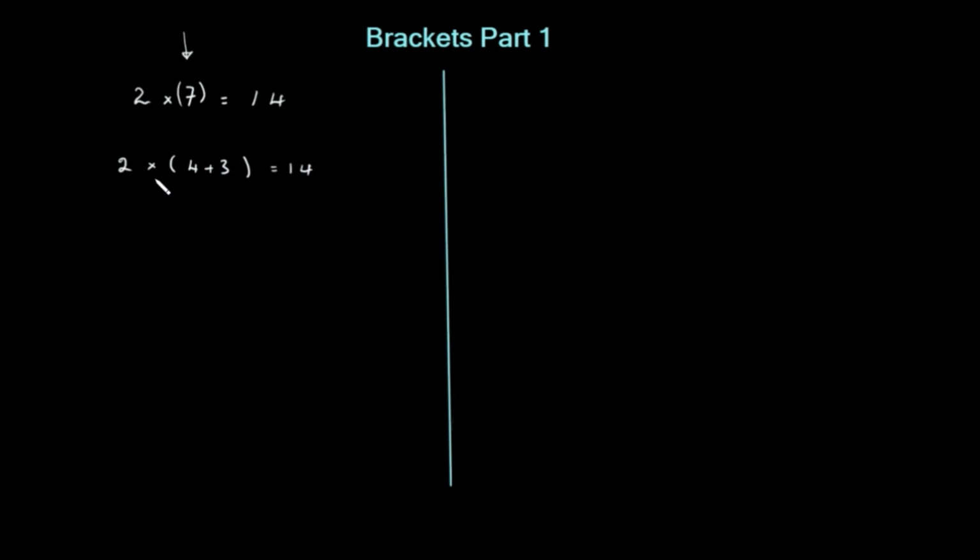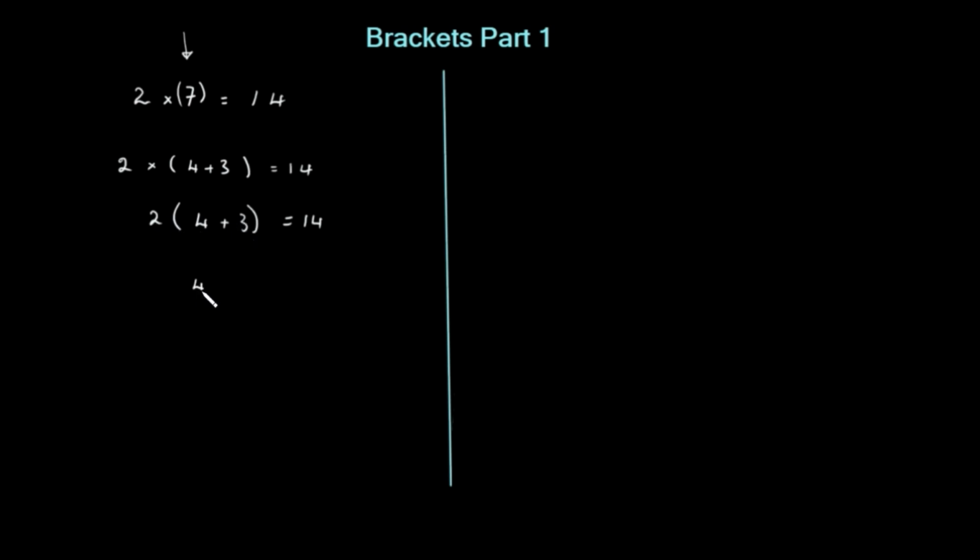Mathematically, they don't put the multiply sign there. They do this. And it is still equal to 14. That is the same as that is the same as that. We just understand there's a multiply sign there. We're multiplying this group, so we have 2 lots of that group.